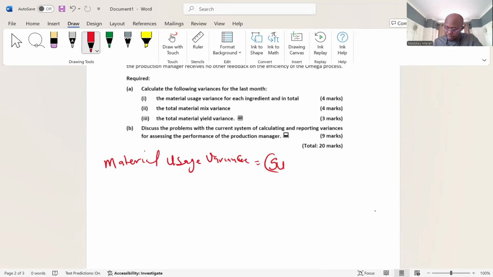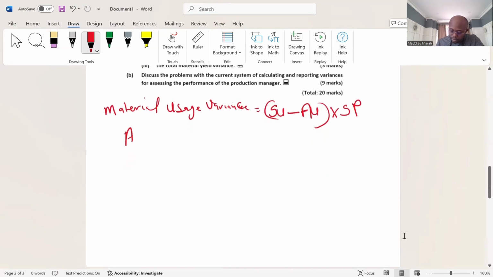Standard usage minus actual usage, you multiply this by standard price. This is our formula for material usage variance: standard usage minus actual usage multiplied by standard price. We have our products. Our products are alpha, remember? We have beta, and we have gamma. These are our products.